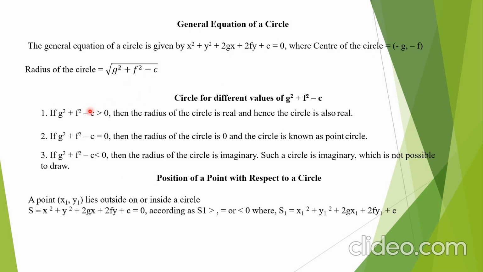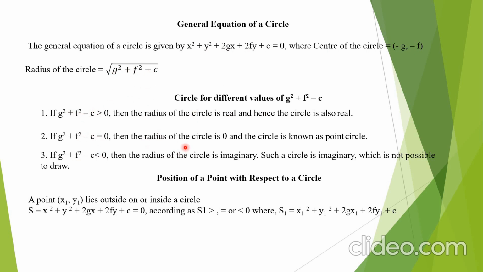So we check what the circle is when g square plus f square minus c is positive, equal to 0, and less than 0. When it is positive, what does it mean? The radius is positive. Radius exists, is real. So the circle exists. When it is 0, then it becomes a point circle. When less than 0, then the circle does not exist.